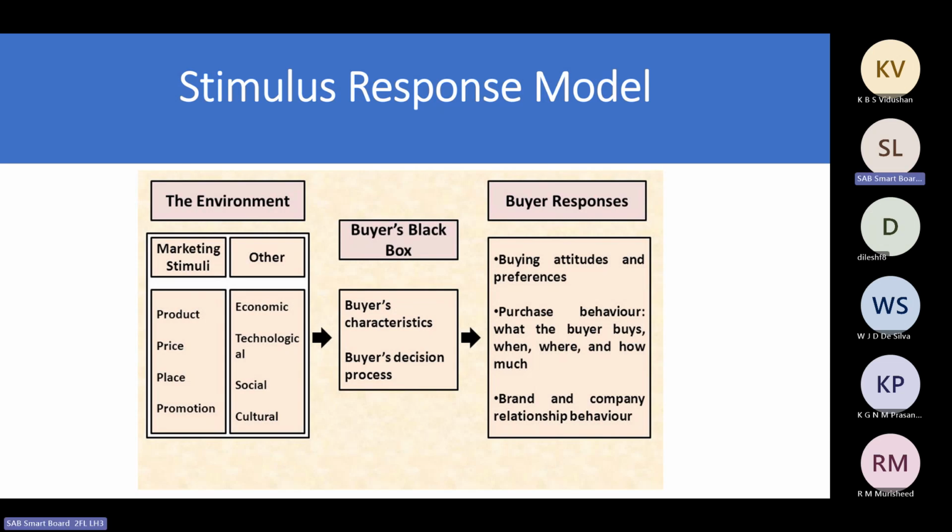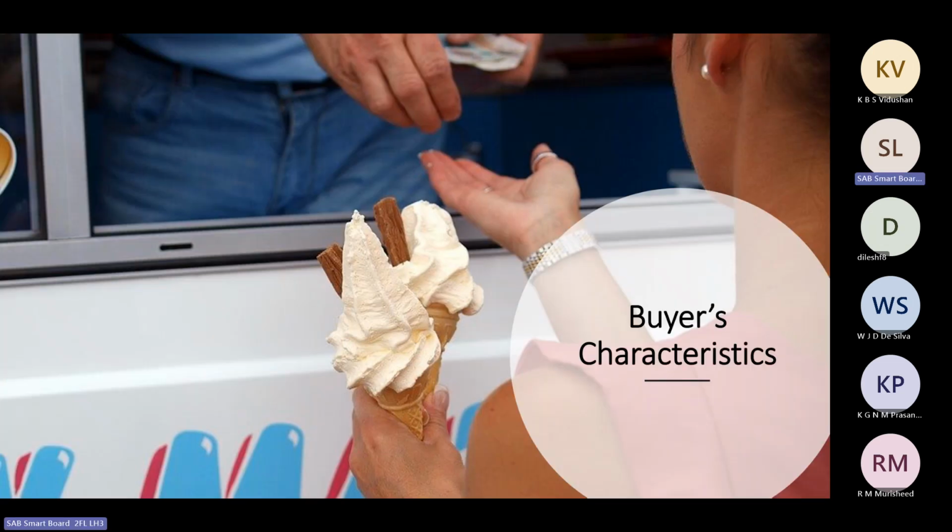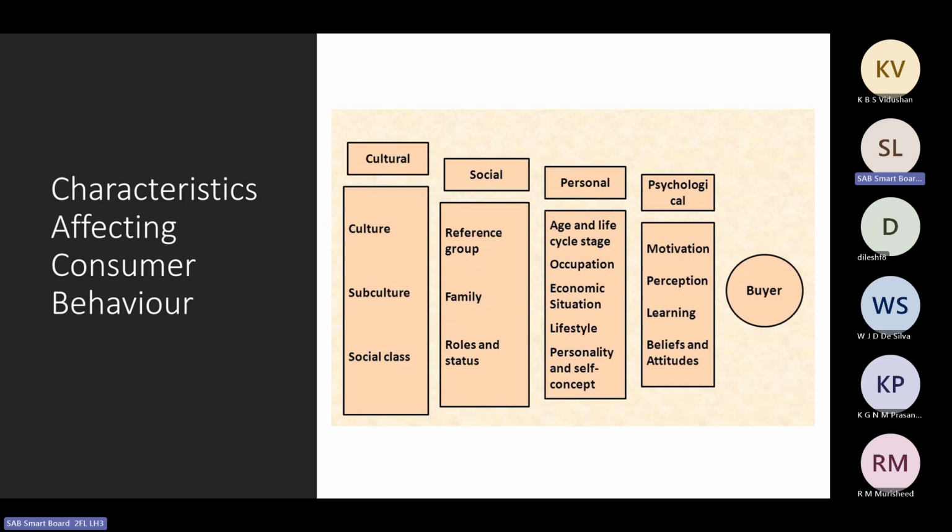after consumers are going through this decision process, they might give different responses, like positive or negative attitudes towards the product, or purchase behaviors, what they buy, where they buy, how much they will buy, and also the relationship that the customers might have with the brand and the company, right? For all this, how consumers get exposed to different stimuli and how consumers make decisions related to their consumption patterns might be affected. And then we discussed these four different characteristics.